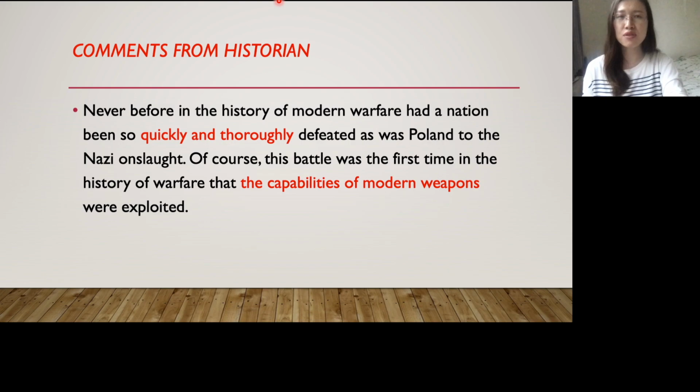So you have to see that although tanks, aircraft, these modern weaponry had already been used in the First World War, these modern weapons were still very new and primitive. People were still studying how to make the best use of these weapons. No one knew how to make the most of their capabilities, or the use of these weapons was limited.